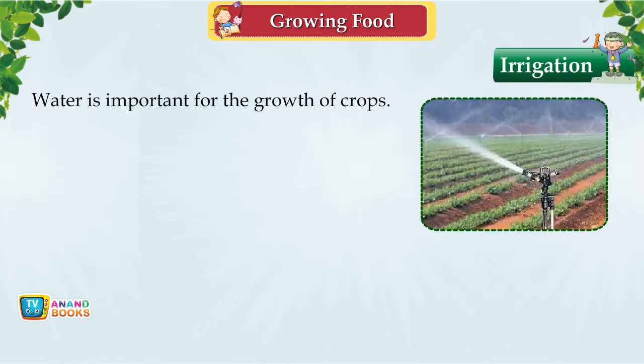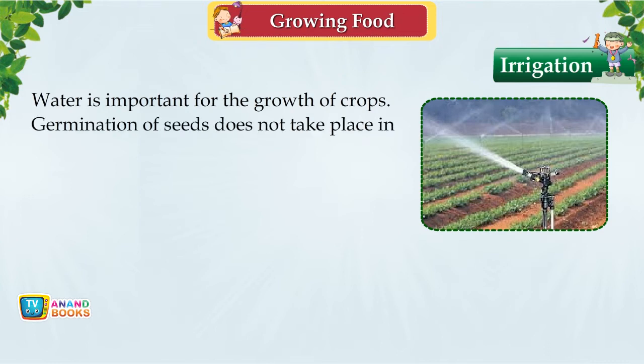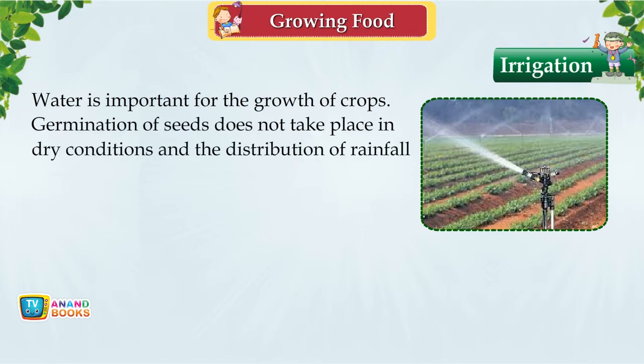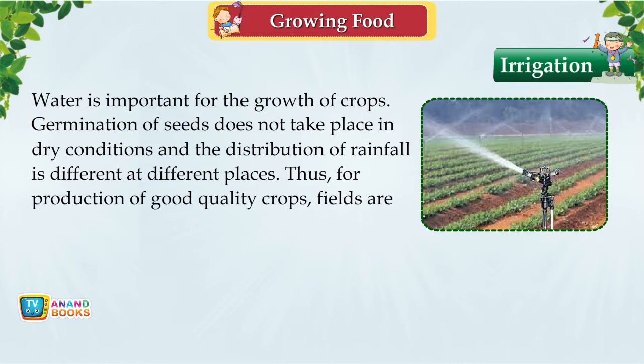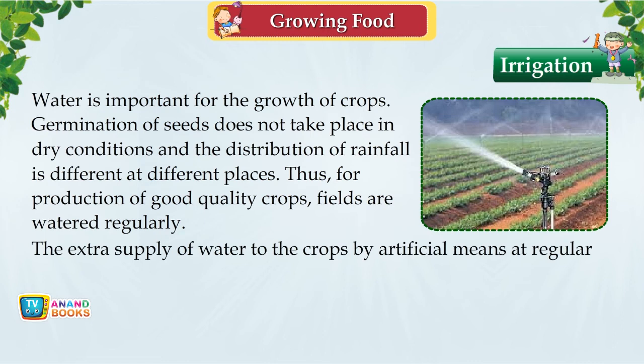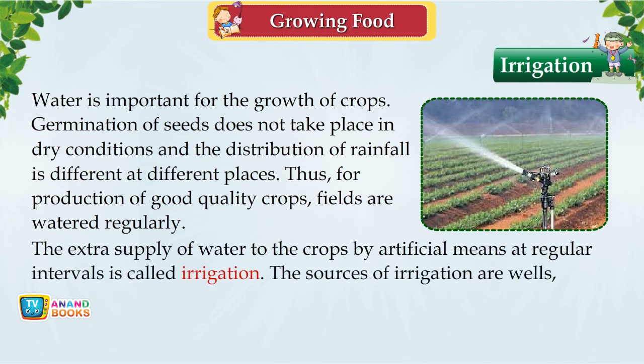Irrigation. Water is important for the growth of crops. Germination of seeds does not take place in dry conditions, and the distribution of rainfall is different at different places. Thus, for production of good quality crops, fields are watered regularly. The extra supply of water to the crops by artificial means at regular intervals is called irrigation.